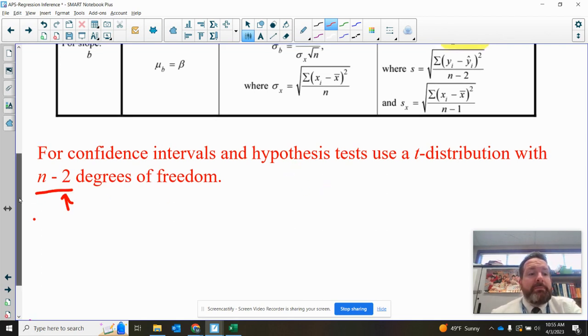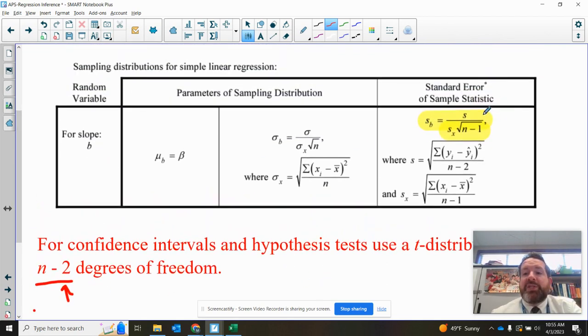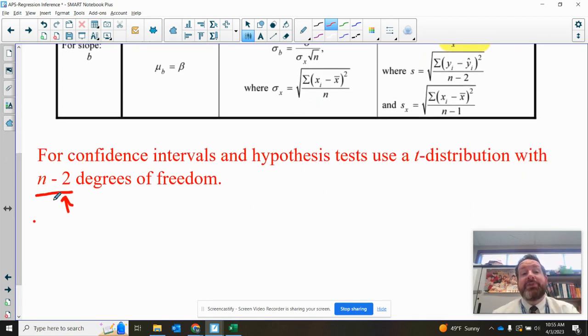So going forward, here from your formula sheets is the important standard error, and we need to remember we're using a t distribution with n-2 degrees of freedom. The way that I remember that is that ordered pairs have 2 numbers in them, an x and a y.